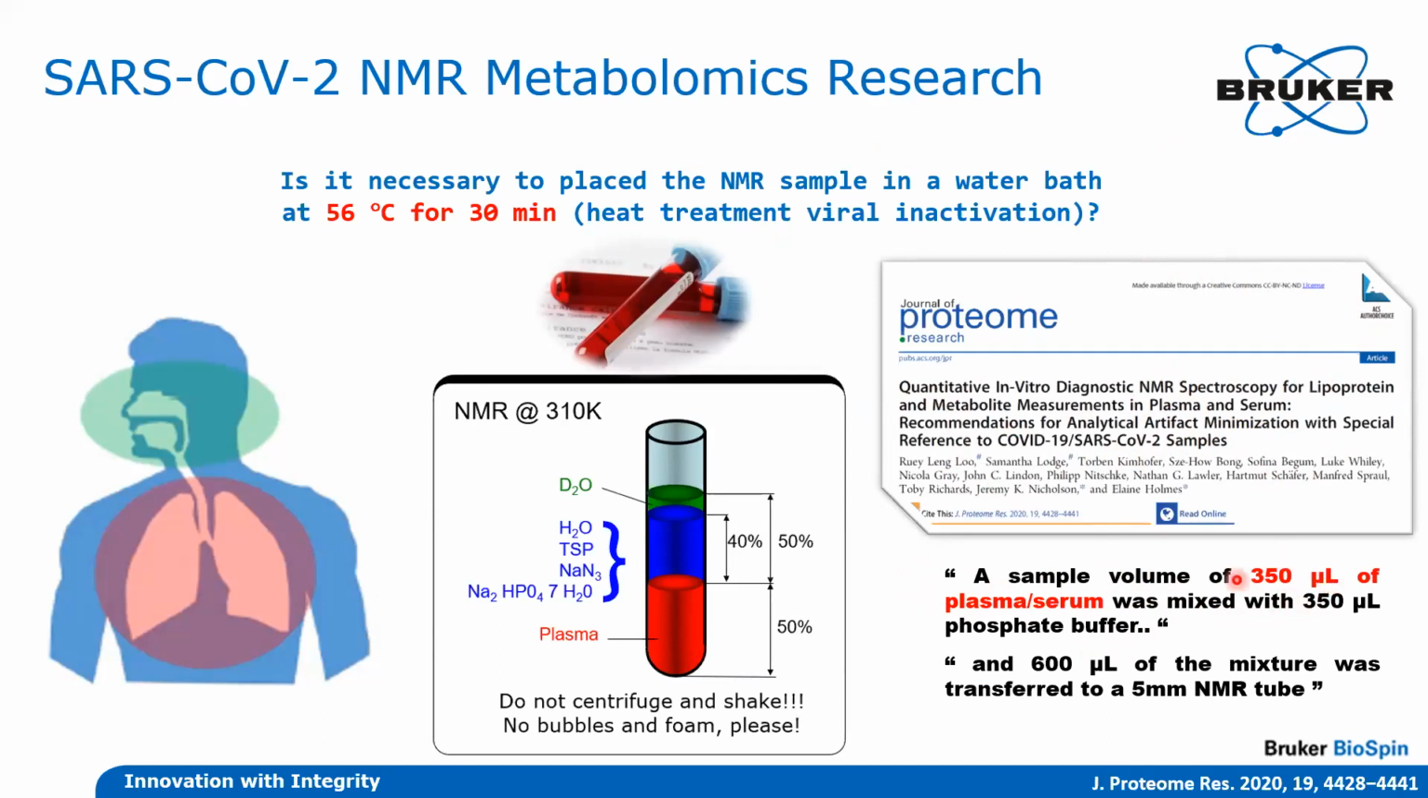And then from this total, they only take out 600 microliters of the mixture to put into the NMR tube for the NMR experiment. So in terms of the volume itself, it is not very much. And we also know that this COVID-19 disease is transmitted through droplets.